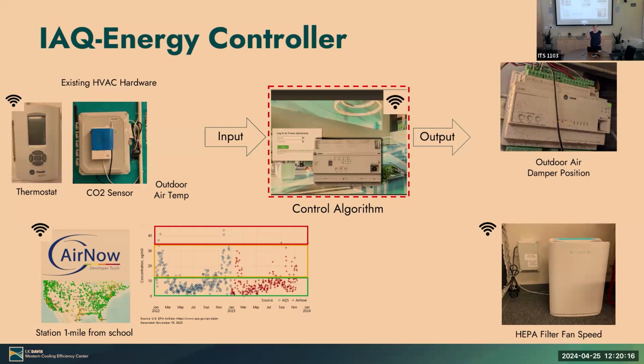I actually have a picture on the next slide, so I'll show you that. So this is what the installation looked like. This is with the existing thermostat. We added a CO2 sensor, which we needed.